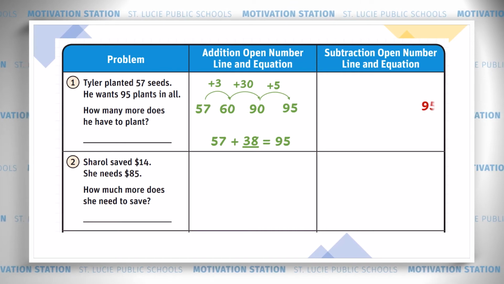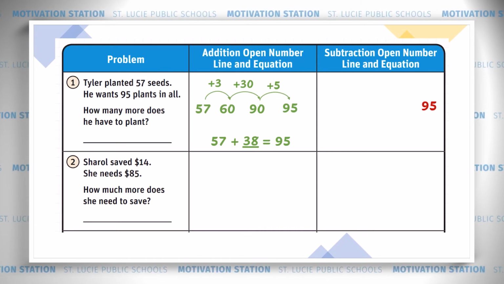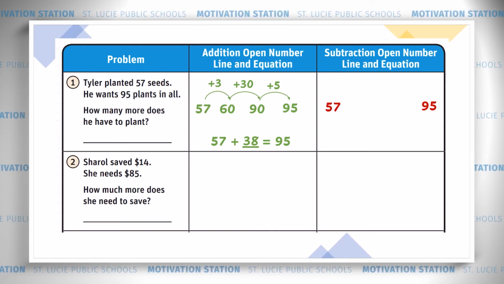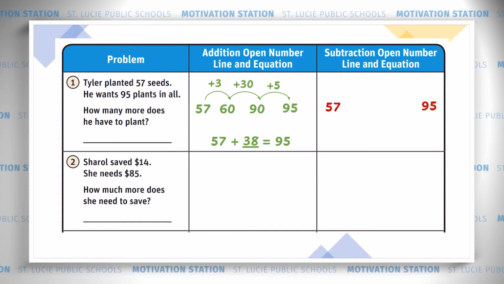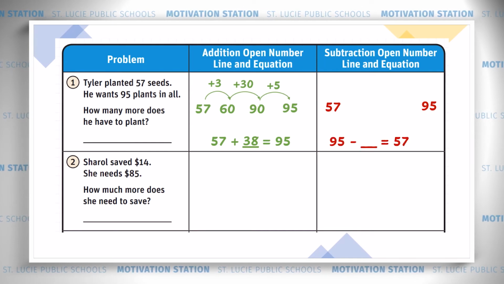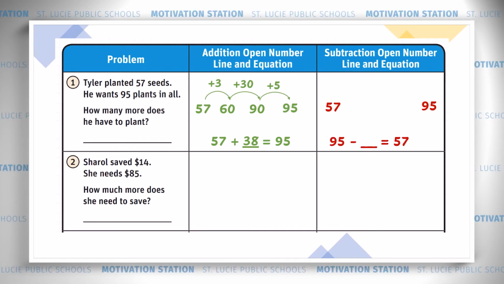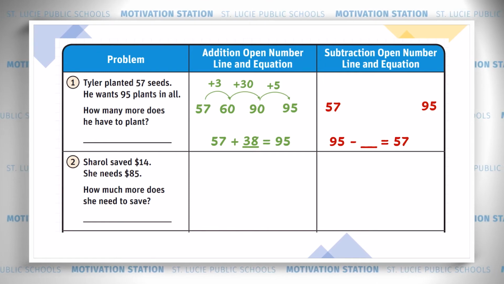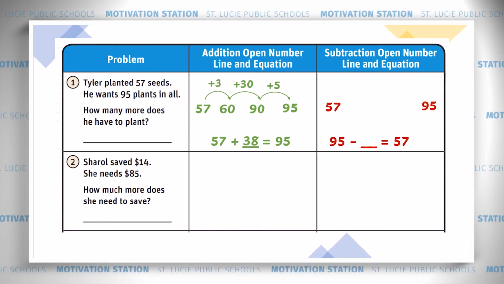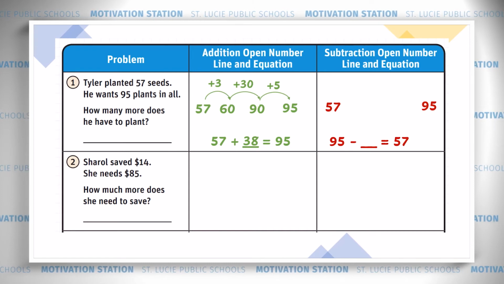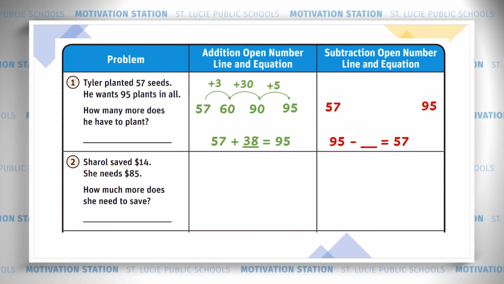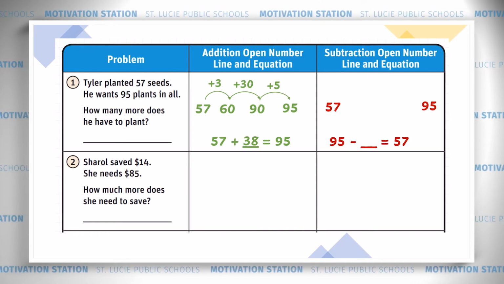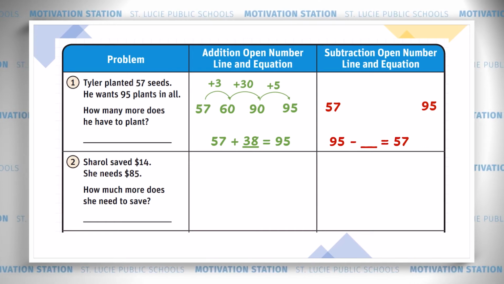Okay, for subtraction, we start with our high number, our whole, which is 95. We're trying to get to our low number, our part, 57. We write our equation, 95 minus blank equals 57. Our whole minus a part will equal the other part. We need to find the distance between 57 and 95 with subtraction. Are you ready? Make sure you have your equation written down.